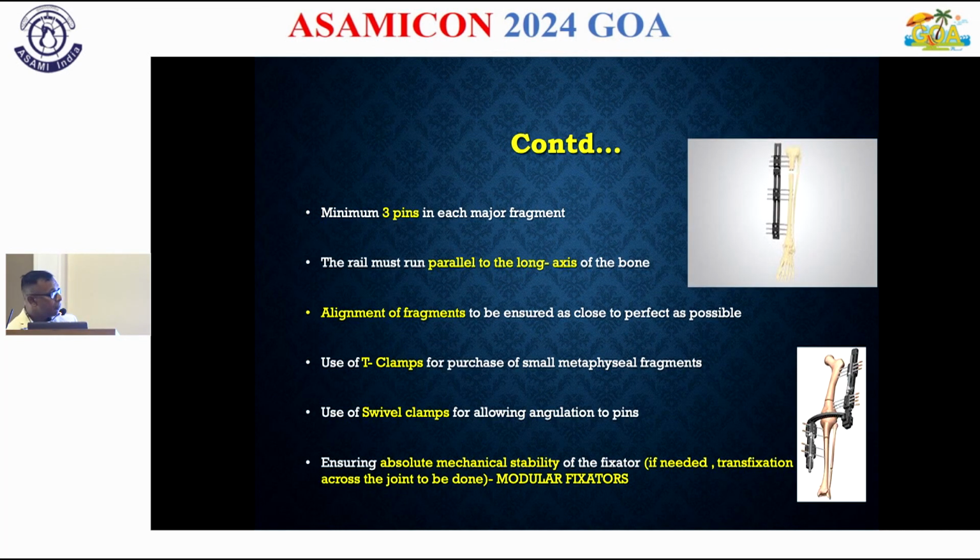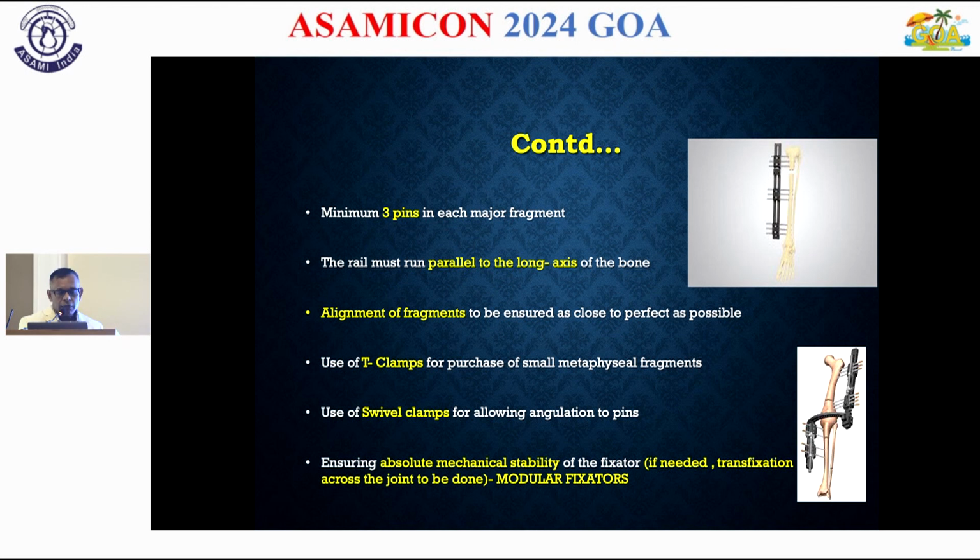Minimal 3 pins should be applied. We should try to have minimum 3 pins in each major fragment. The rail must run parallel to the long axis of the bone, goes without saying. Because it's a monolateral fixator, that is the only way we are going to align the bone along with the fixator. The alignment of fragments should be ensured as close to perfect as possible, but we have to also remember one thing, that while doing the same, we should not be injuring too much of the soft tissues also.